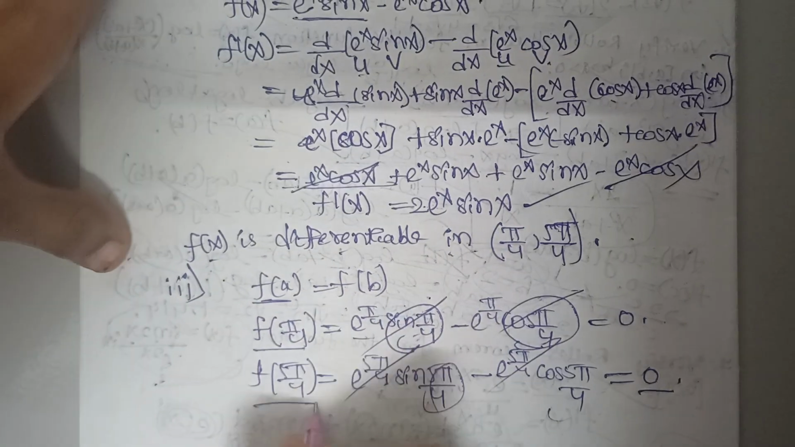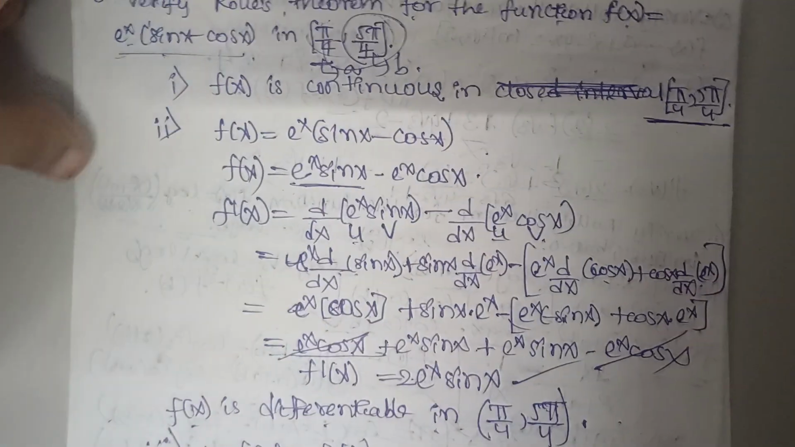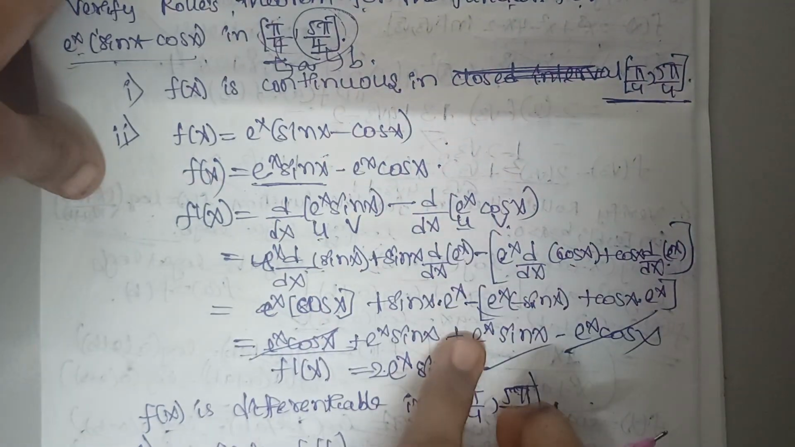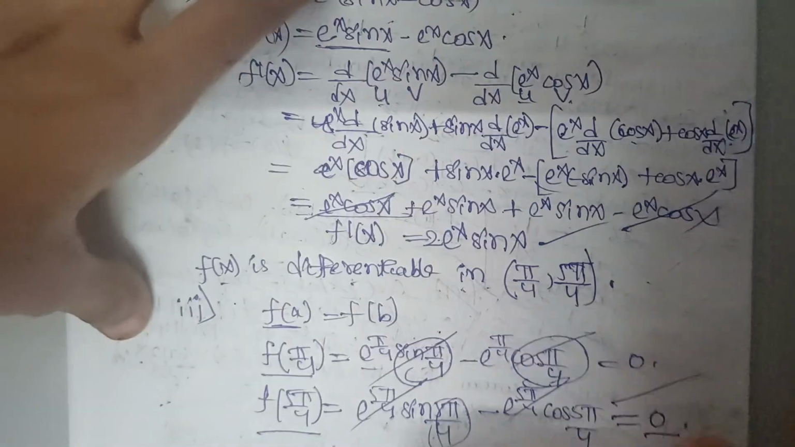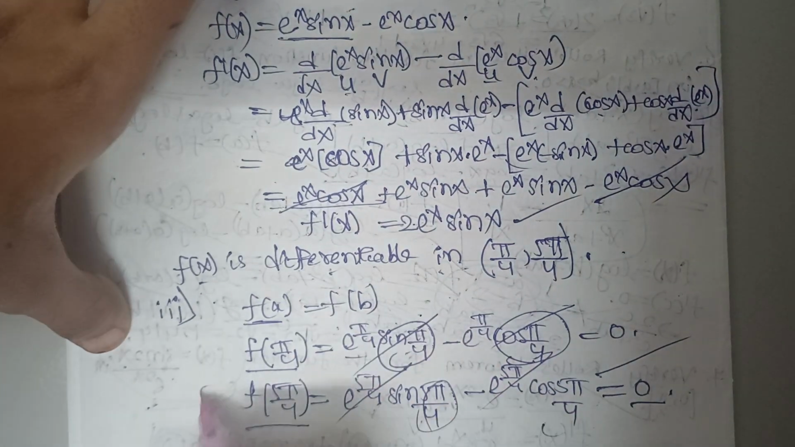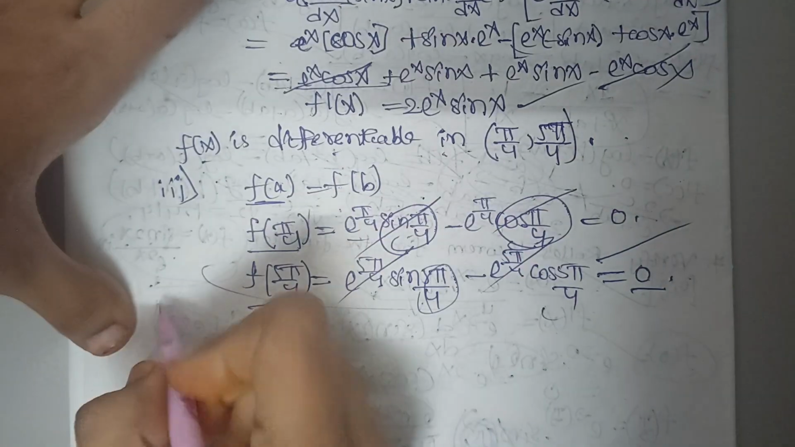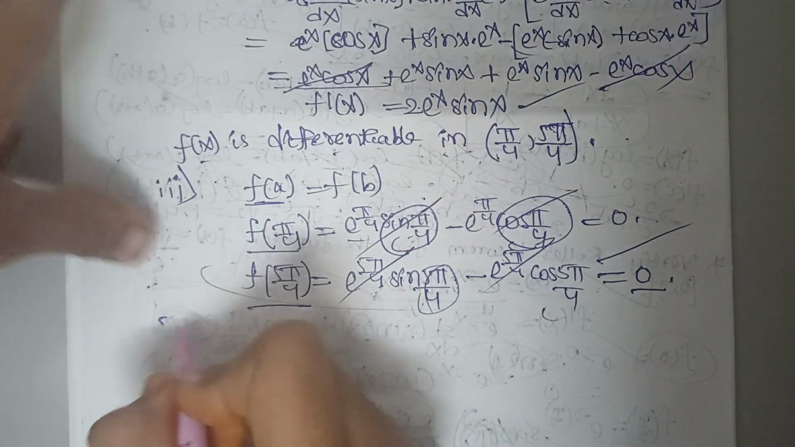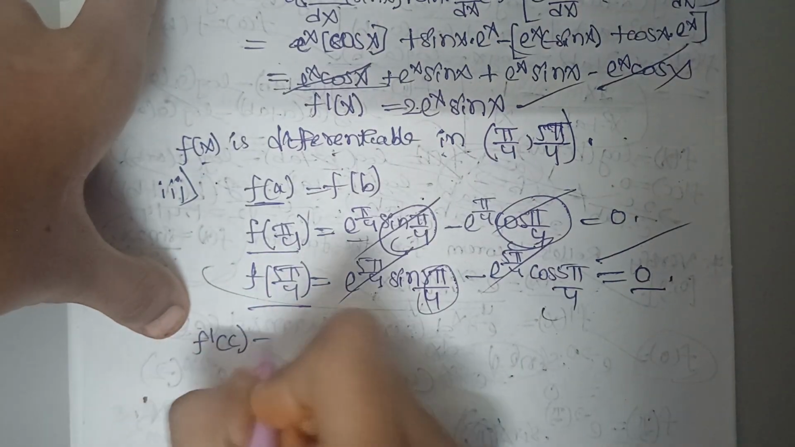Since your f of a is equal to f of b, that means, see, firstly you have to check whether it is continuous or not, second whether it is differentiable or not, and at last f of a is equal to f of b or not. If these three conditions are satisfied, then only you have to check whether there exists a point c such that your f dash of c is equal to 0.